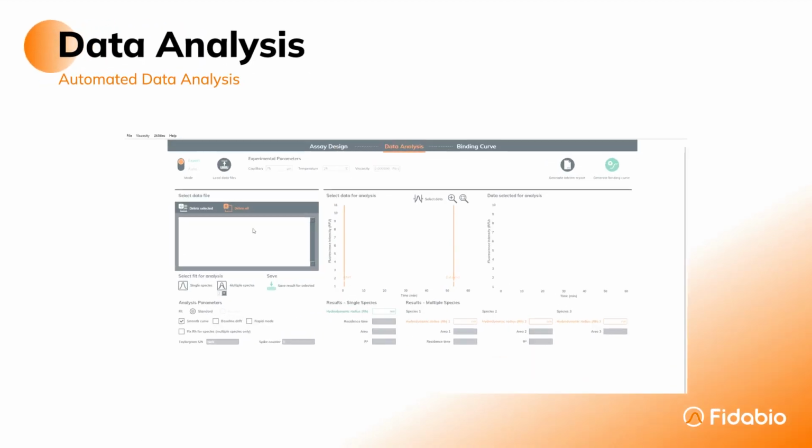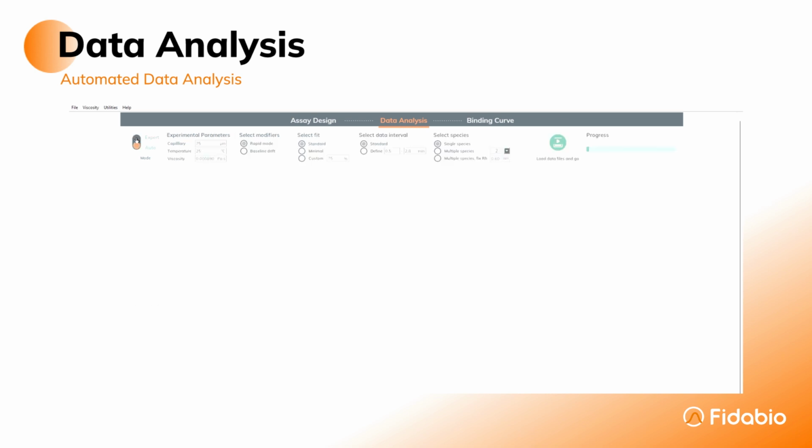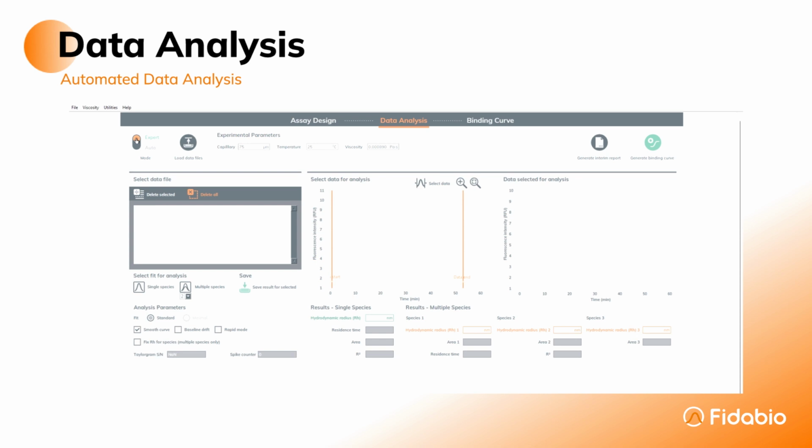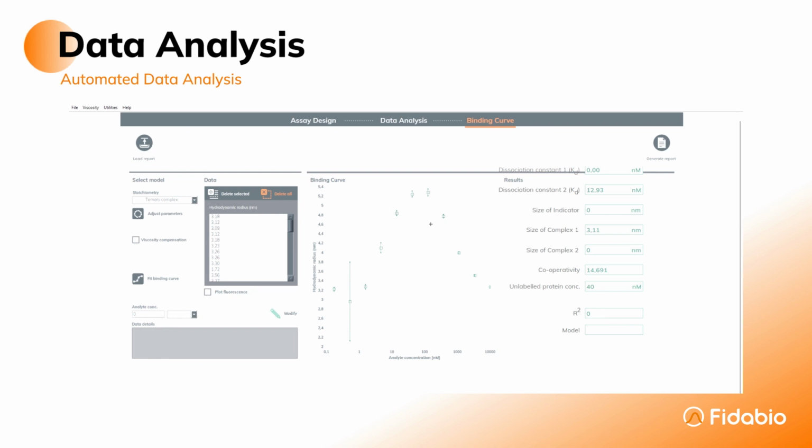If you don't want to manually fit every last data point you have recorded, you can select the Auto mode. If you select the Auto mode, the top of the analysis software changes to an overview of the parameters that can be applied to your fit. You select the relevant fitting parameters, in this case a single species fit with standard settings. Click Load Data Files and go. This causes a pop-up where you can select the relevant files. Then the software calculates for a bit, and when it is done, it shows you the analyzed data in the Binding Curve tab.